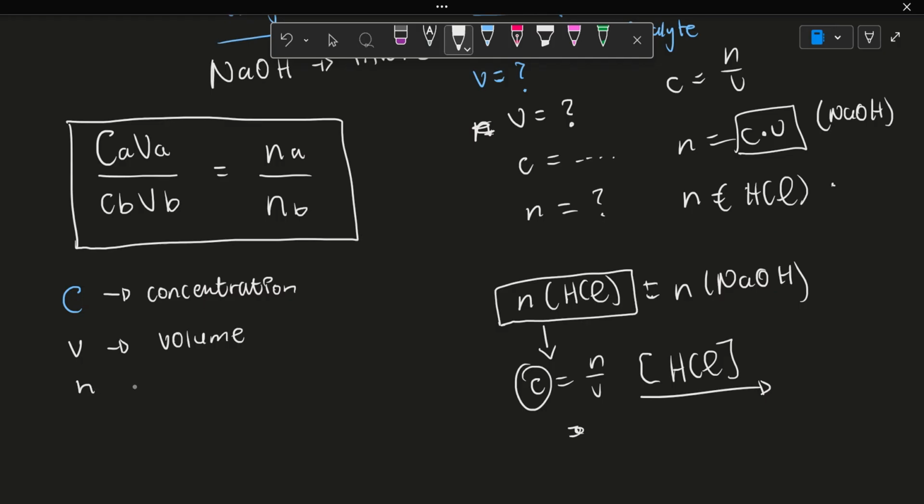And N would be, now most of you are thinking N could be the number of moles of a substance. I wouldn't say you're wrong, but in this particular case, I would like us to think of N as the molar ratio, the molar or the stoichiometric ratio. I'm going to show you why.